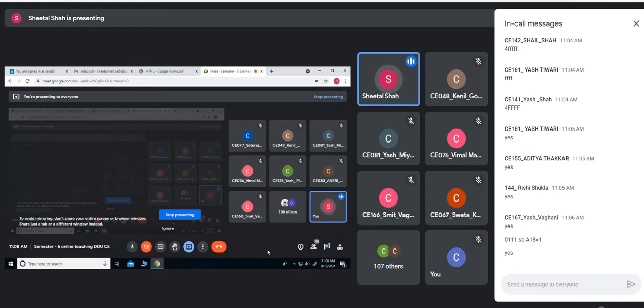You have to check the A18 bit. If it is 0, then it is a valid address. Is this clear, everyone?